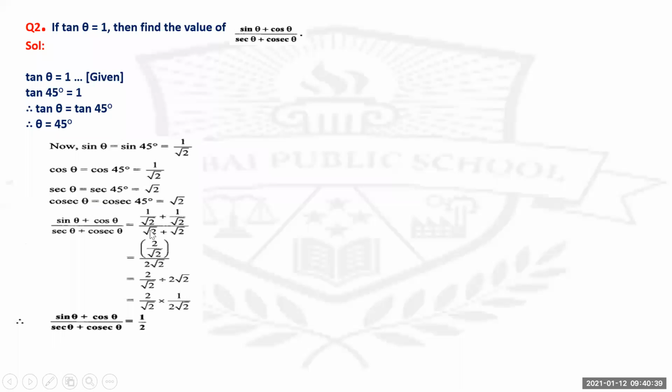Now you combine all this and you substitute all the values. You get 1 upon root 2.